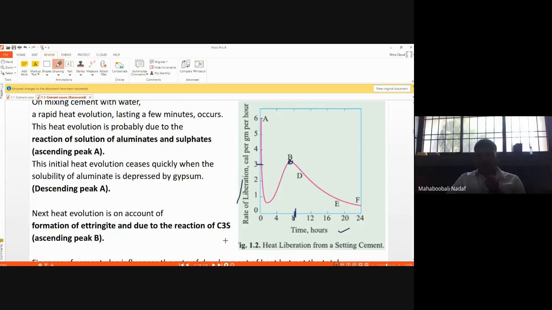Now, see here. Immediately after adding water, there is a sudden peak. That is called point A. Means what? When you just add water, suddenly some chemical reaction takes place and spontaneous heat is liberated. So that is denoted by point A. But that is not there for a longer time. Point A will suddenly drop. It will be there for just 10 minutes, 5 minutes. That heat will be gone.